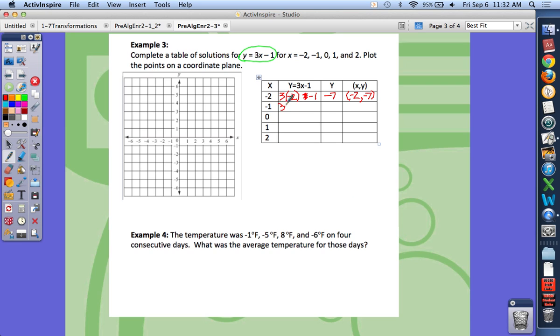Okay, 3 times a negative 1. I'm using those parentheses when I substitute. Minus 1. 3 times 0, minus 1. 3 times 1, minus 1. And 3 times 2, minus 1. Positive times a negative is a negative. 3 times negative 1 is negative 3. Negative 3 minus 1 is negative 4.